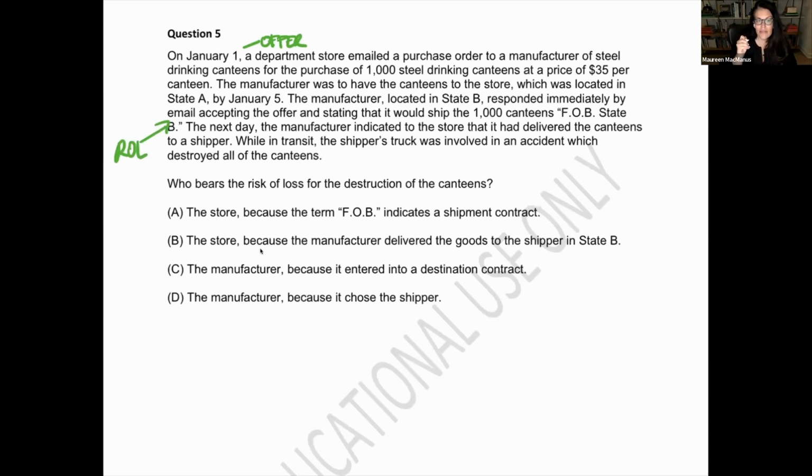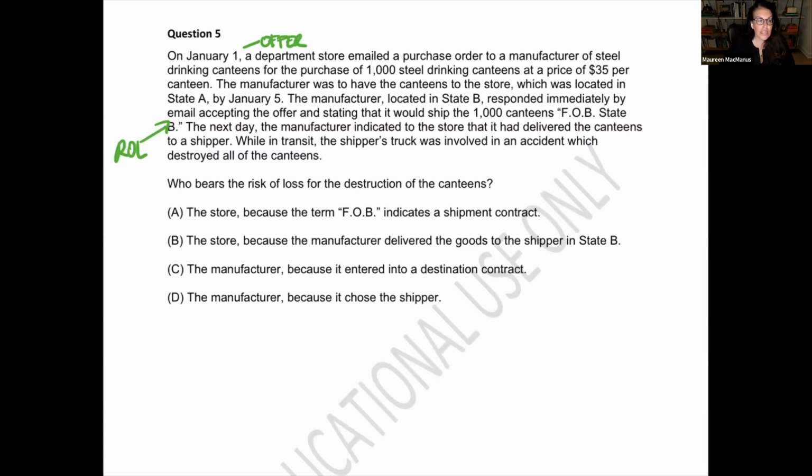The next day, the manufacturer indicated to the store that it had delivered the canteens to a shipper. While in transit, so after the risk transferred, the shipper's truck was involved in an accident which destroyed all of the canteens. So who bears the risk of loss? It's going to be on the store that made the purchase, because the term FOB indicates a shipment contract.